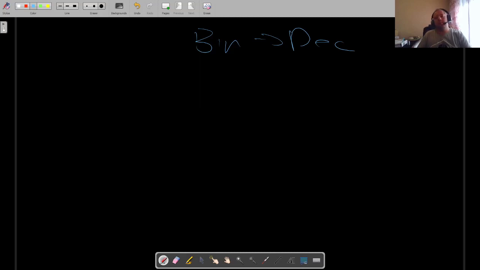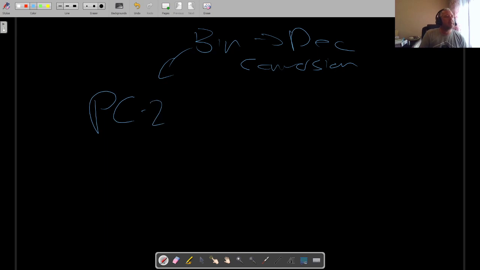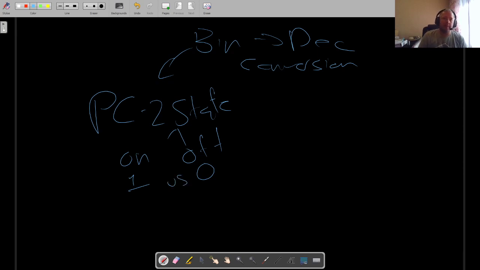Okay, so binary to decimal conversion. Why is this important? Computers, PCs, use the binary system. And like we've already discussed, the binary system is a two-state system where something can be either on or it can be off, which is represented by a number 1 or a number 0.